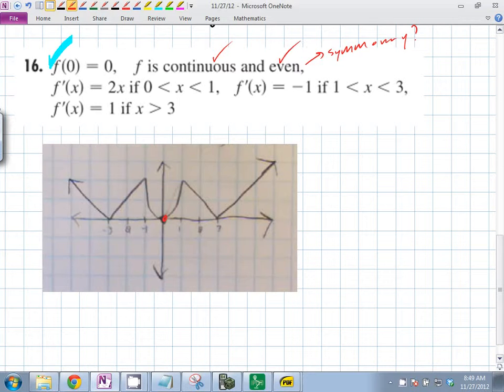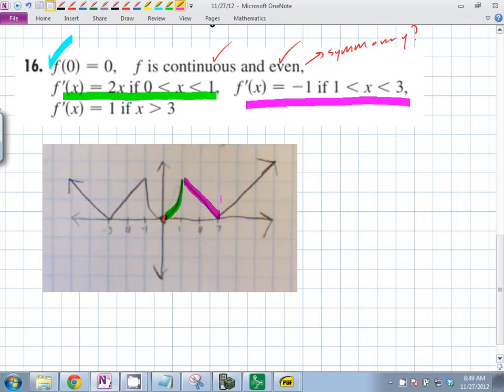Good. F prime of x is equal to 2x between 0 and 1. That's this part. This is a little tricky right here. So from here to here, is the derivative of that 2x? It is, actually. It's good. F prime of x equals negative 1 from 1 to 3. So it's got a slope right there of... So is the slope from 1 to 3 equal to negative 1? What does it look like? Yeah. Good job. And f prime of x is equal to 1 for x greater than 3.